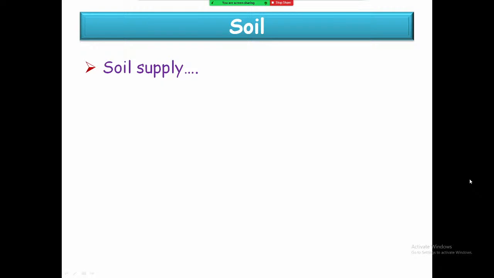Then the soil. Which type of soil is most suitable for mulberry cultivation?